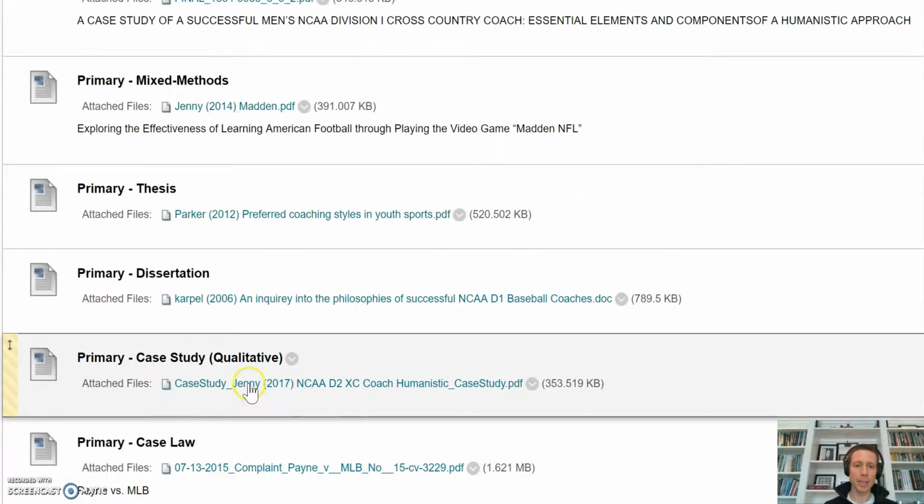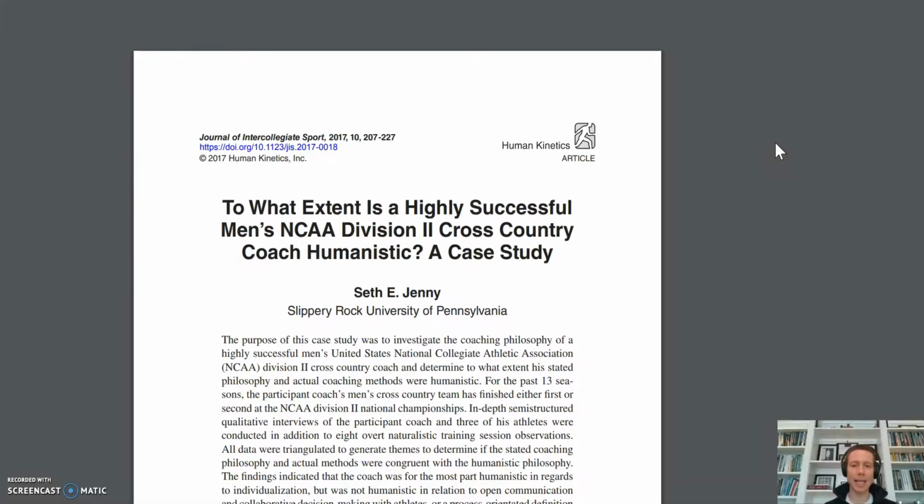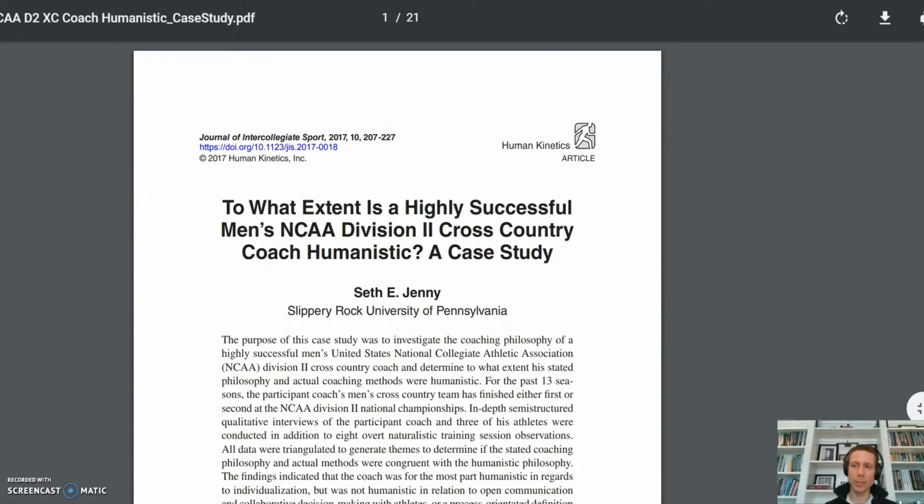All right, case study. So a case study, here's a case study that I conducted. Case study is looking at a unique instance. So your participant or participants are unique in some sense, but also you're going to have small sample sizes, and a lot of times they can be qualitative in nature. This one was.